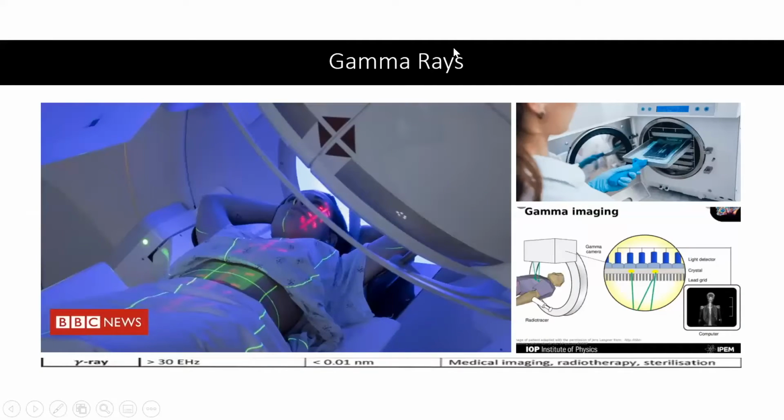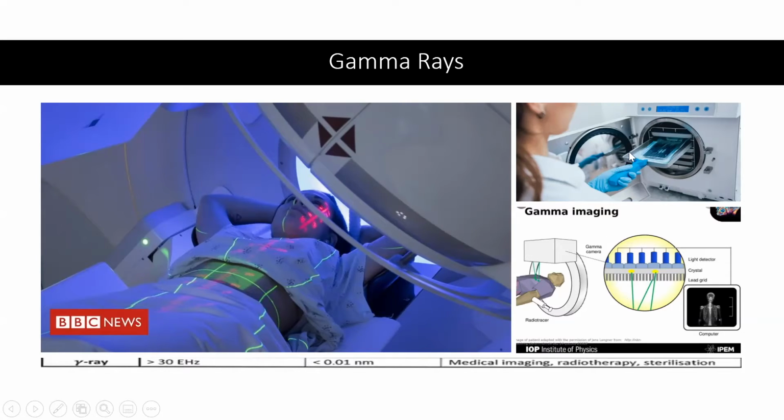Gamma rays are known as the most dangerous, but also one of the most useful for certain types of medical applications. So you have gamma imaging. A gamma imager produces something very like an X-ray. Gamma is not too different from an X-ray, but you can get gamma imaging for medical imaging.